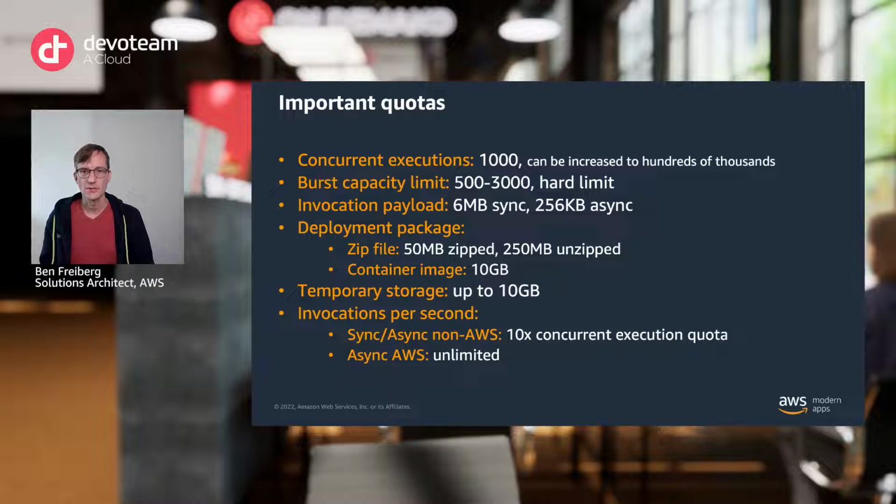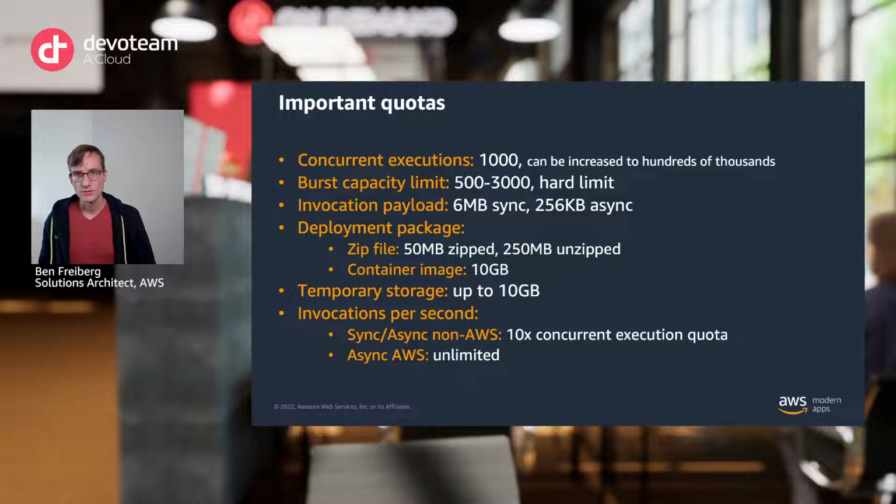Also, I've mentioned the maximum size of your deployment package, which for the zip file variant, including your layers, is 250 megabytes unzipped. If you have a larger deployment package, you could look at container images, which can be up to 10 gigabytes in size.